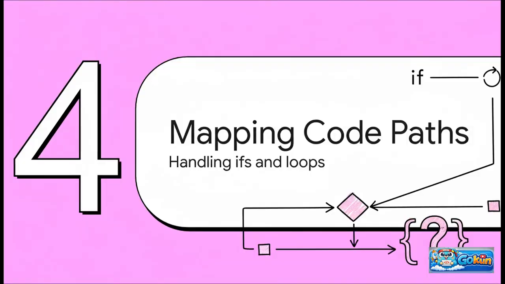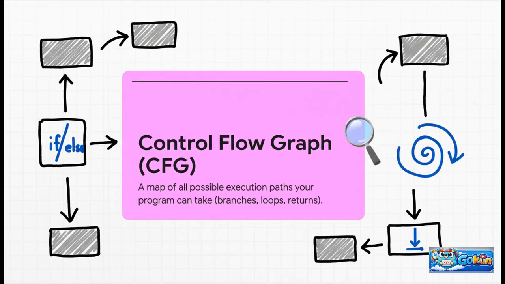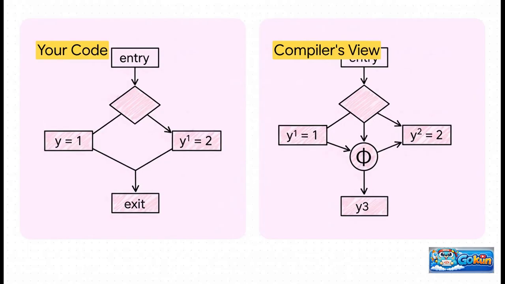All right, I know what you might be thinking. This is great for simple, straight-line code, but what happens with branches? What about if statements or loops where a variable could get its value from a couple of different places? And that is an excellent question. So to handle this, the compiler first builds something called a control flow graph, or a CFG. The easiest way to think about this is like a complete roadmap of your function. It shows every possible path the code could take: the if path, the else path, the body of a loop, and exactly where they all meet up again. So when the compiler looks at an if-else, it sees two distinct paths.